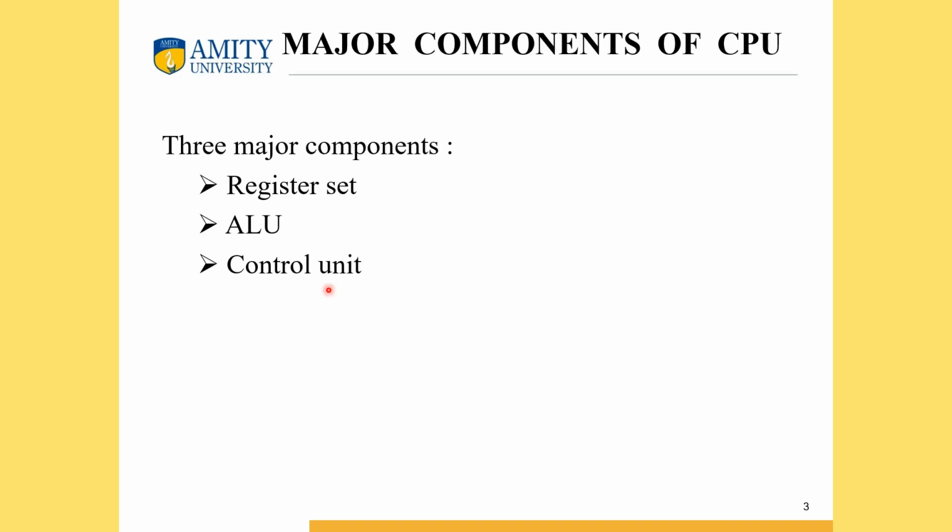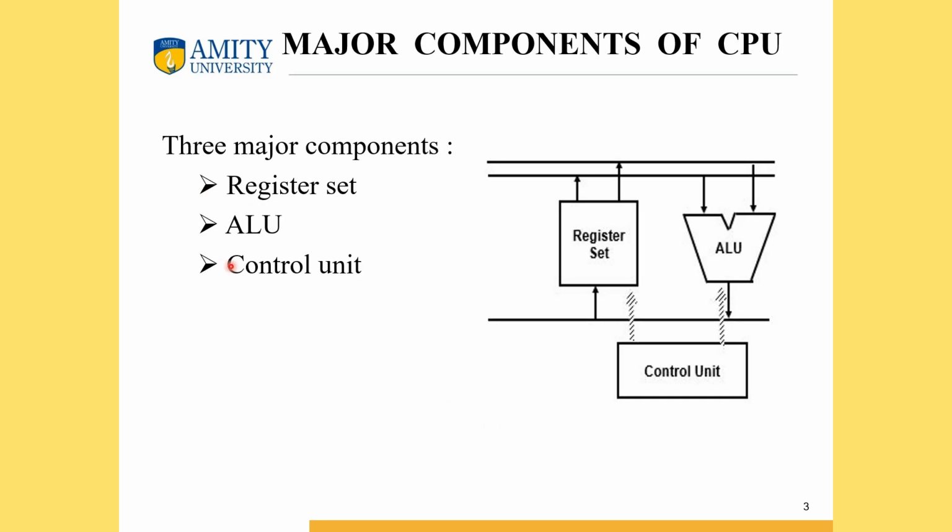The major components are the register sets, the ALU, and the control unit. So the CPU has registers. It has the control unit that sends controls to both the registers and the ALU, and the ALU is responsible for carrying out the arithmetic and logical tasks.